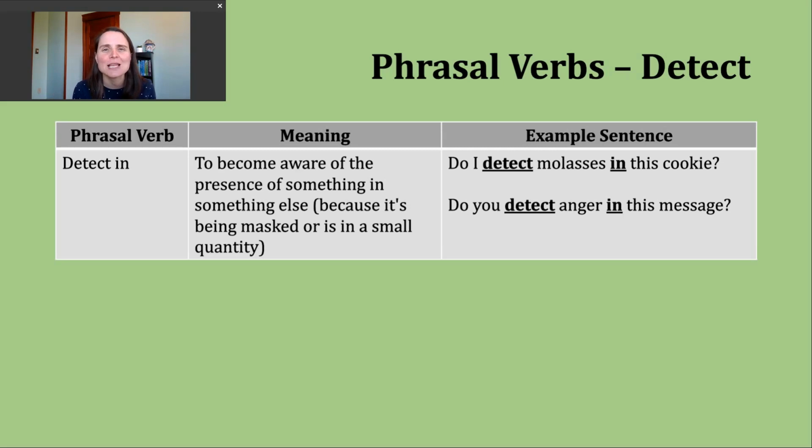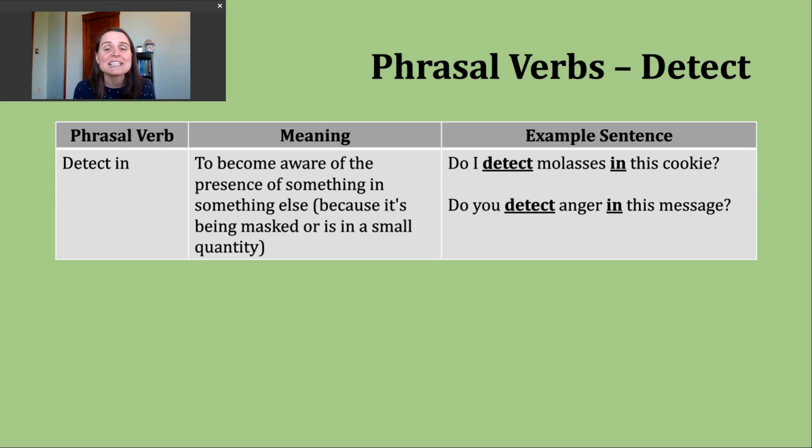So I've got two example sentences to help us see how this phrasal verb gets used. They're both questions. The first is, do I detect molasses in this cookie? I took that example from something that happened recently. My husband and I had purchased some cookies. We were enjoying them, and after a bite or two, he was like, something's a little different about this. And he started naming different things, and I looked at the ingredients. Right, there was molasses, and he was like, ah, that's it. That's the flavor I'm noticing.